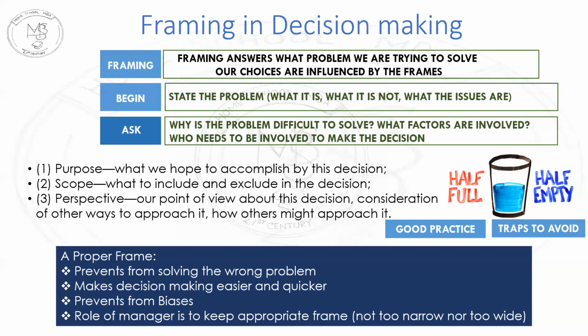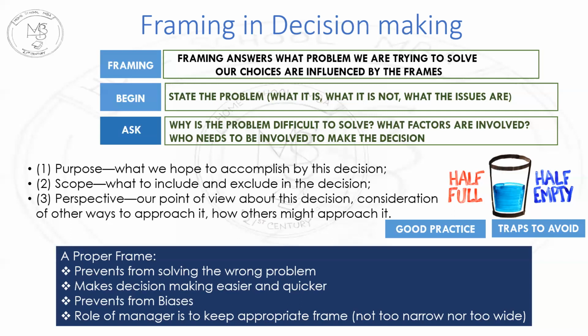Then we go to, in this whole framing in decision making, the purpose: what we hope to accomplish by this decision. That is the outcome of the decision. What outcome are we expecting from this decision? Scope, what to include and exclude in the decision. Now that means, what do we want to include in this decision? Our gains and losses, or our giveaways or trade-offs, and exclude that what we should not do. So that's the kind of thing which comes under the scope.